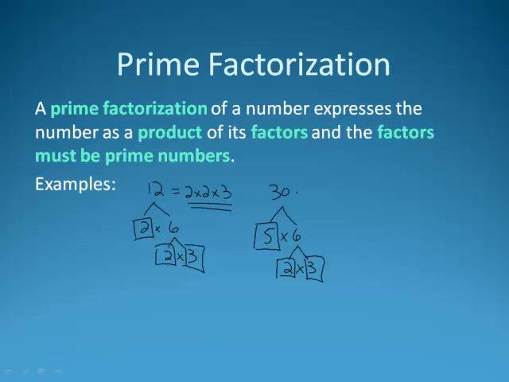And so 30 in prime factorization is 5 times 2 times 3. 5 times 2 is 10. Times 3 is 30.